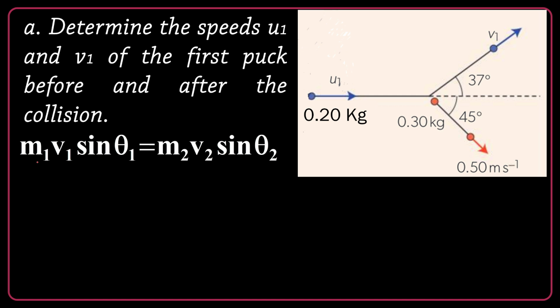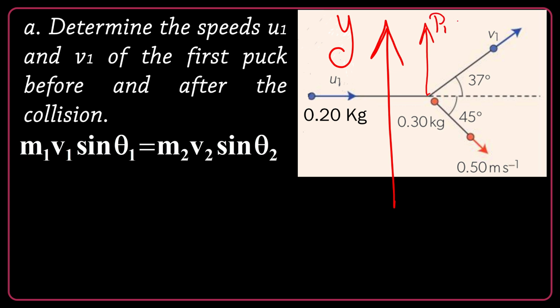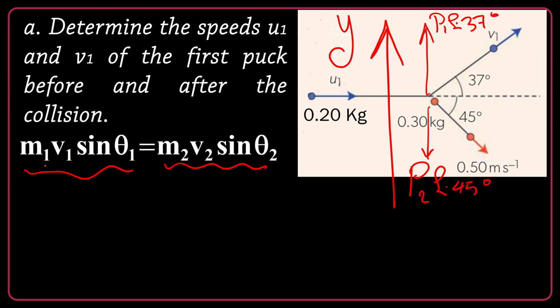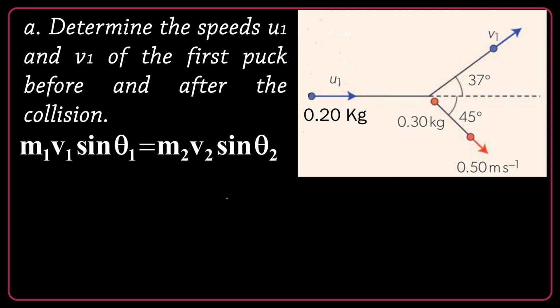Okay, let's use conservation of momentum in the vertical direction. So I will have P1 sine 37 degrees and P2 sine 45 degrees. You see them here. P1 is m1 v1 sine 37 degrees, the vertical component of the first puck after the collision, and this is the vertical component of the second puck after the collision. I'm using conservation of momentum in the vertical direction because it's enough to find one of the variables, here v1.